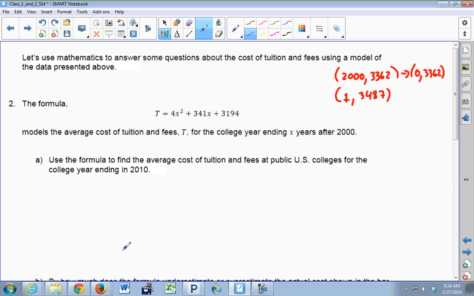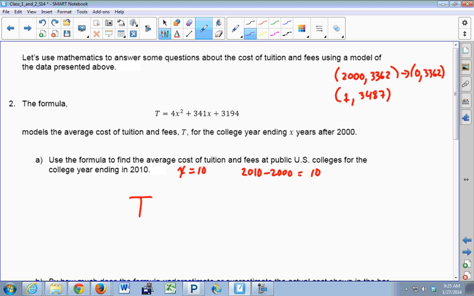So if we wanted to use our model to find the average cost of tuition and fees in the year 2010, what would be the actual value of X here? X would be equal to 10. And the way you get that is you say 2010 take away 2000 is 10. So now to estimate, that's the key here. We actually know the real value in 2010, but this model is going to estimate it.